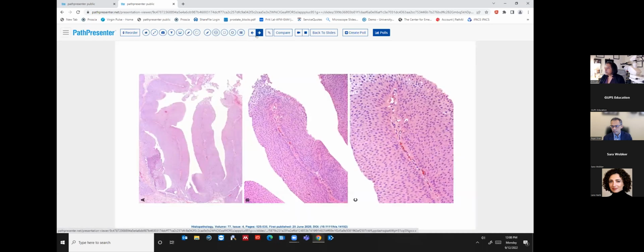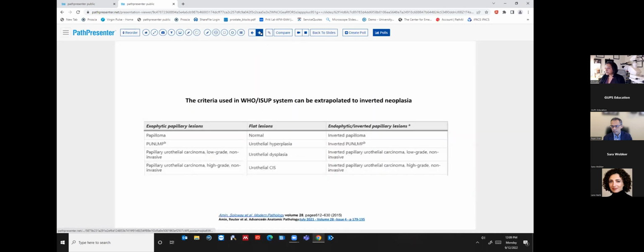Similarly, in PUNLMP, there is a range of appearance that you will see, but the main idea to remember is that the nuclear atypia is minimal, with almost normal looking nuclei. These nuclei still tend to be oriented perpendicular to the basement membrane. You may or may not see the umbrella cell layer.